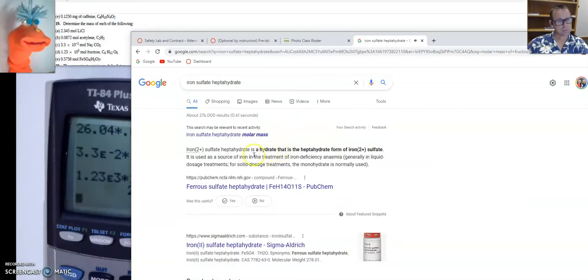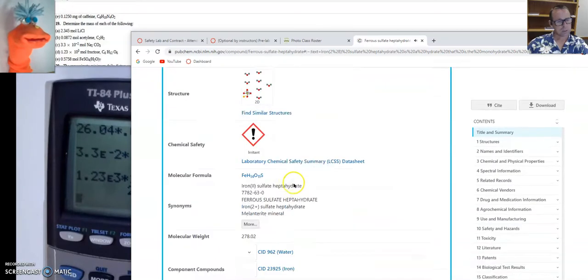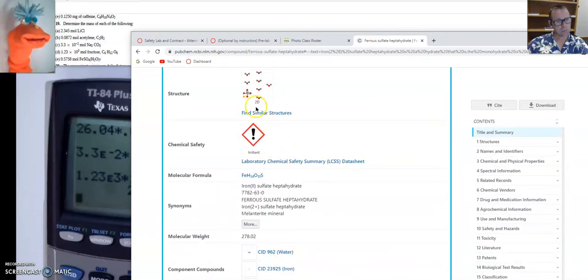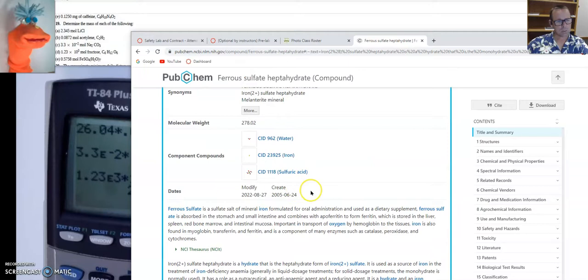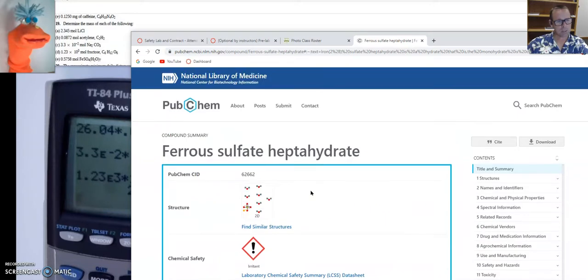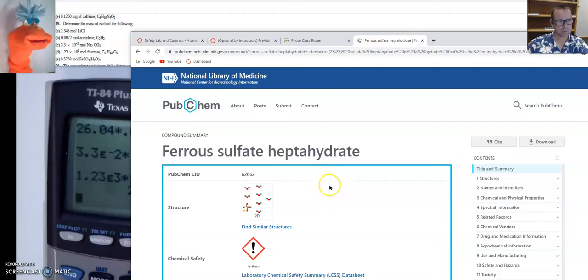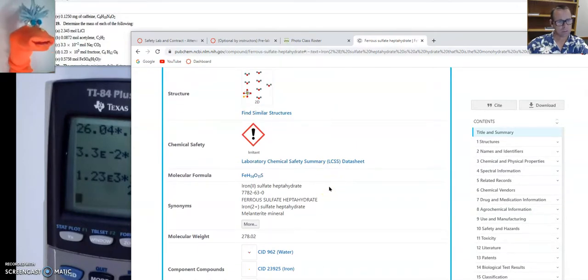According to PubChem, iron 2+ sulfate heptahydrate is a hydrate that is the heptahydrate form of iron 2. So 1, 2, 3, 4, 5, 6, 7. So this should be it. Iron 2 sulfate heptahydrate. So its molar mass. Does it say the molar mass? Probably in here somewhere, but I'm not seeing it. You see it? No, I don't see it. There it is, 278.02. Oh, okay.